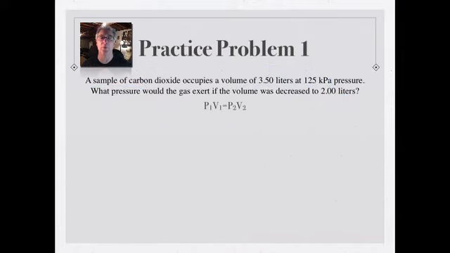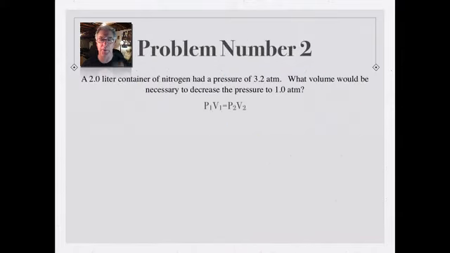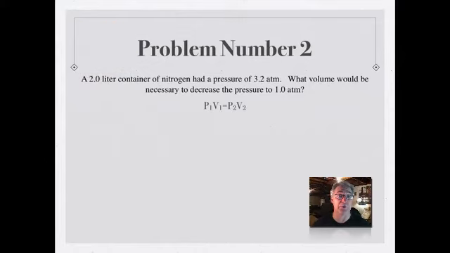So that's our first problem. Let's go ahead and do one more. Let's change it up a little bit and look for something different on problem number 2. A 2-liter container of hydrogen had a pressure of 3.2 atmospheres. What would be the volume necessary to decrease the pressure to 1.0 atmosphere?